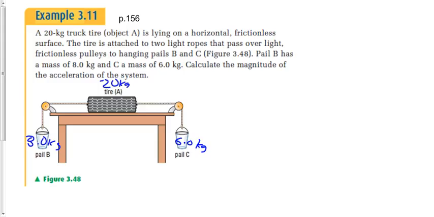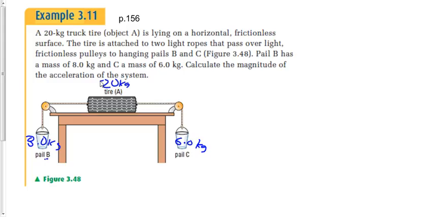Can you tell me which way it's going to accelerate before I even start this question? Is it going to go left or right, this 20 kilogram tire A? Who says left? Who says it's going to go to the right? Why is it going to go to the right? Why is it going to go to the left, anyone? Yeah, it's going to go to the left because pail B is heavier. If you pull on something to the left with a bigger force than you pull on it to the right, it's going to move to the left.